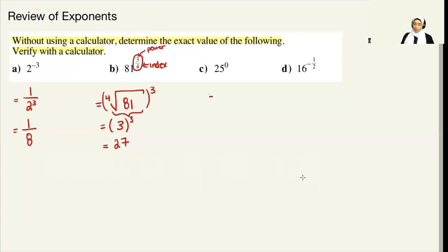Okay, now anything to the power of 0, we know this is 1. So there's no thinking for that one. And then 16 to the power of -1 over 2.